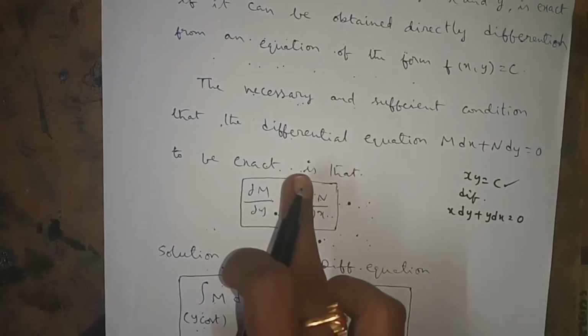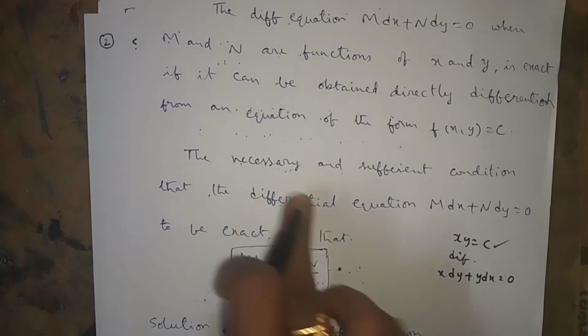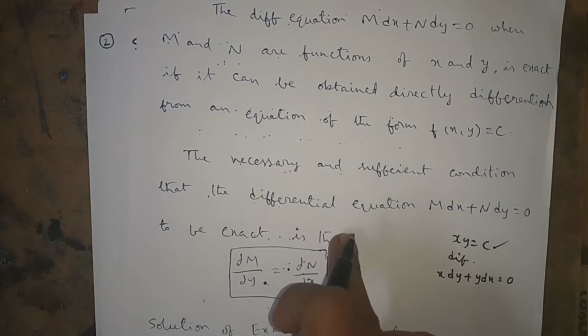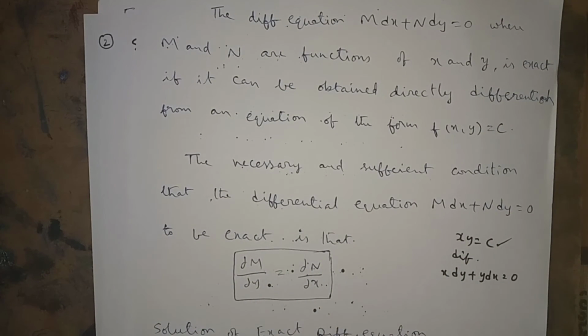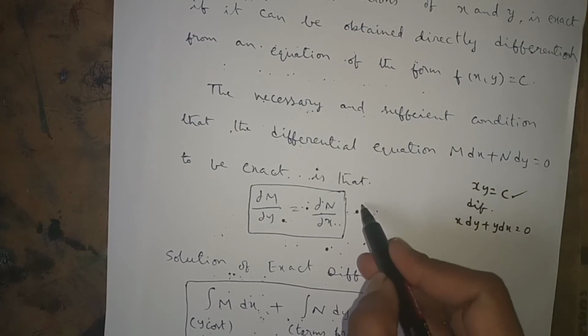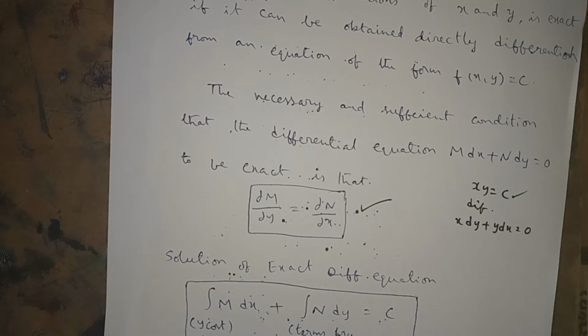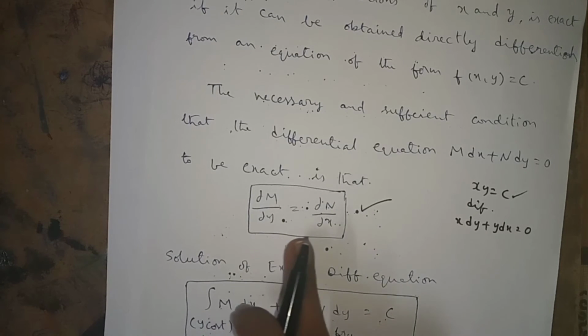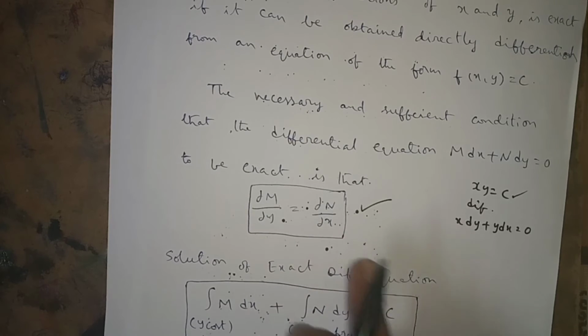Now the necessary and sufficient condition that the differential equation M dx plus N dy is equal to 0 to be exact. Remember this formula, it's very important. The necessary and sufficient condition that the given equation M dx plus N dy is equal to 0 to be exact is dou M by dou y is equal to dou N by dou x.